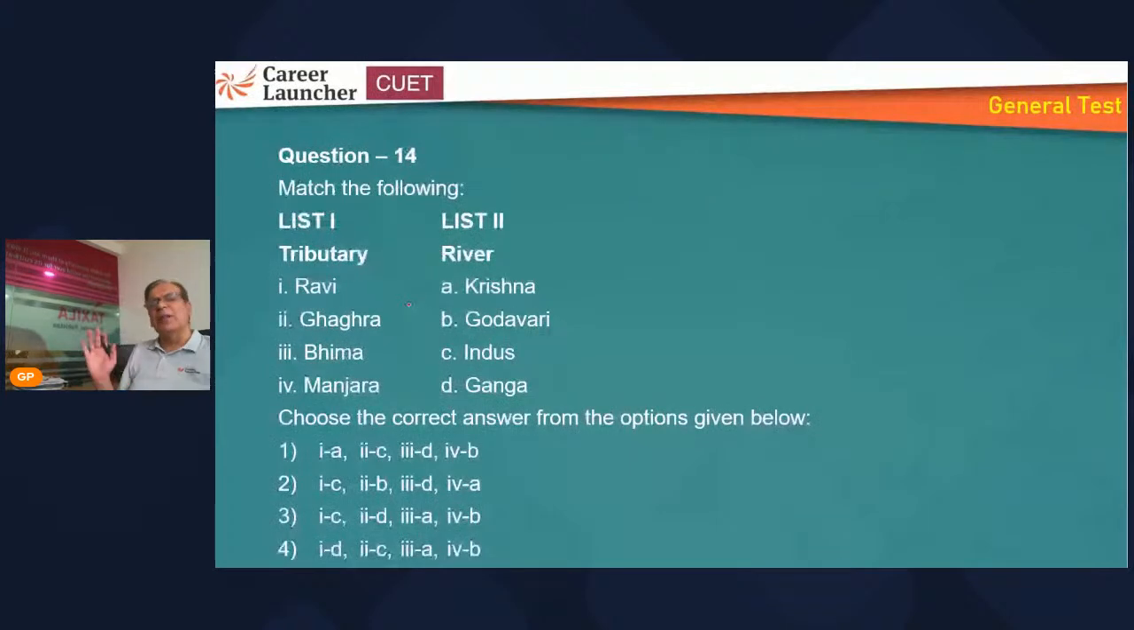Match the following. ये बहुत अच्छे सवाल लगते हैं क्योंकि इसमें एक या दो भी मालूम हो तो हो जाता है. यहाँ पे सीधे दिखता है Ravi is a tributary of Indus. If you know about Indus water treaty, it covers Ravi. So obviously Ravi has to be a tributary of Indus. So 1 has to be C. So this is wrong. This is wrong. Answer will be either of these two. Now Ghagra cannot be. Ghagra is in the north. Krishna, Godavari are south rivers. So Ghagra has to be Ganga. So 2 has to be D. Correct answer here.